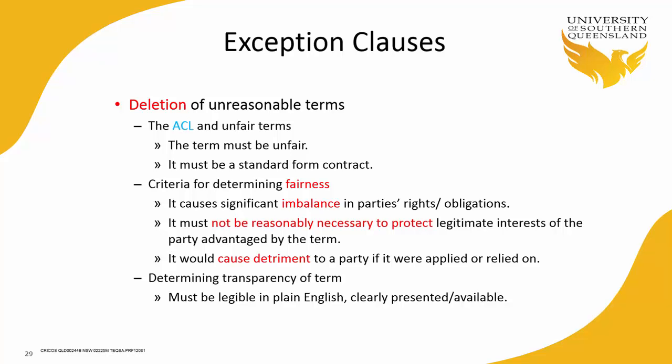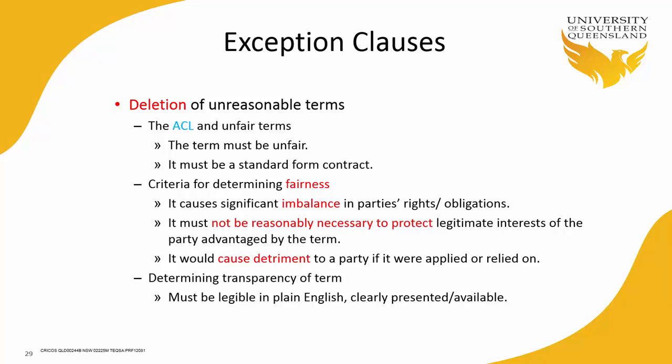The idea of being able to delete or sever an unreasonable exclusion or exception term is worth looking at in some more detail. So it says the ACL and unfair terms. If the term is unfair, the term must be unfair in order for the ACL to intervene, and it must be a standard form contract. Standard form contracts mean that it's just a form that you sign. For example, when you go and hire a car, it's a standard form contract, or you can probably do it online. That's a standard form contract.